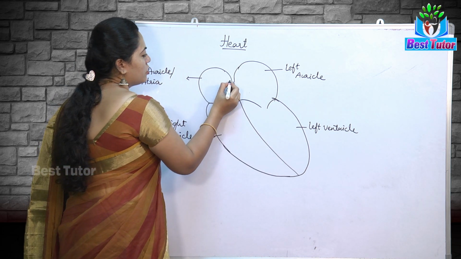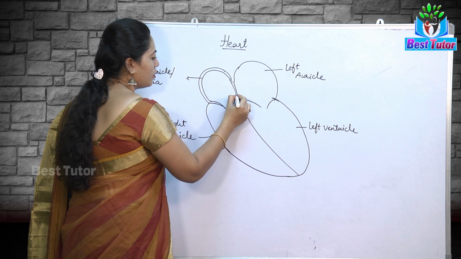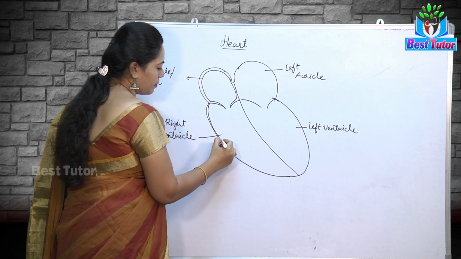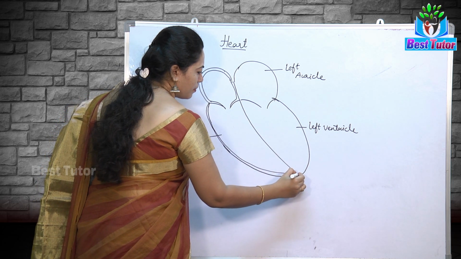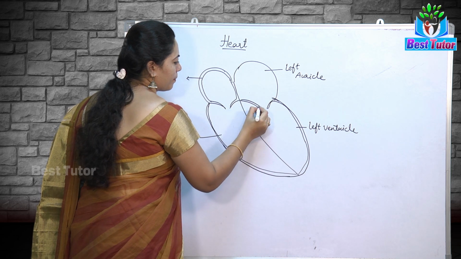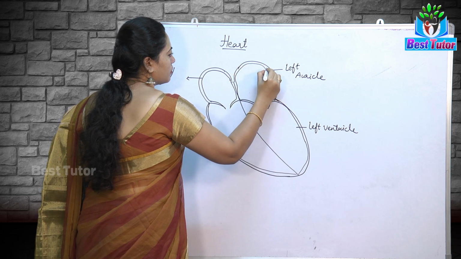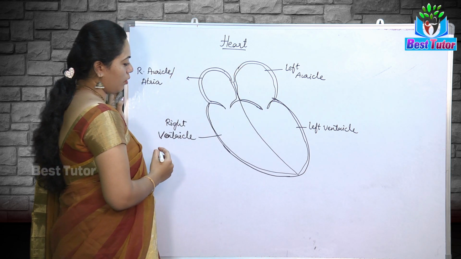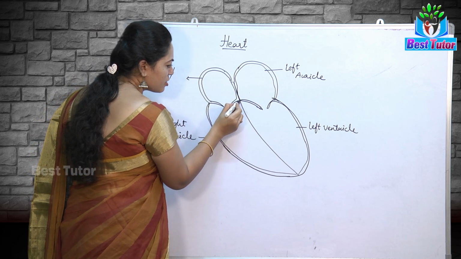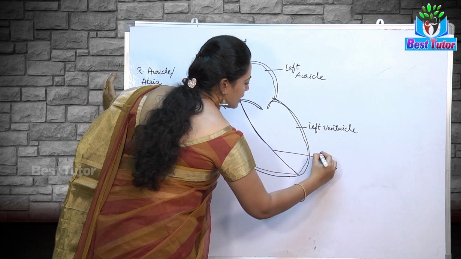Now, as I told you, we have the pericardium, right? Fine. Now, if you observe, the right side and the left side are separated by a structure. This partition is known as the septum.